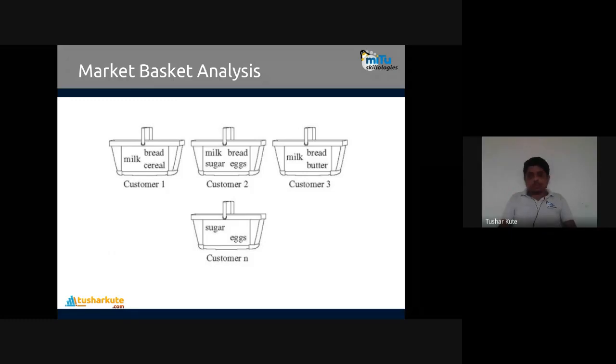Correct. Milk and bread. Firstly, customers number 1, 2, 3 contain milk and bread connected. So when someone purchases milk, you suggest them bread. Or sugar and eggs. Someone is purchasing sugar, you suggest them eggs also. Check, the eggs are also present there. Sugar and eggs, that's also present over there. So when sugar is purchased, eggs also, they are connected.